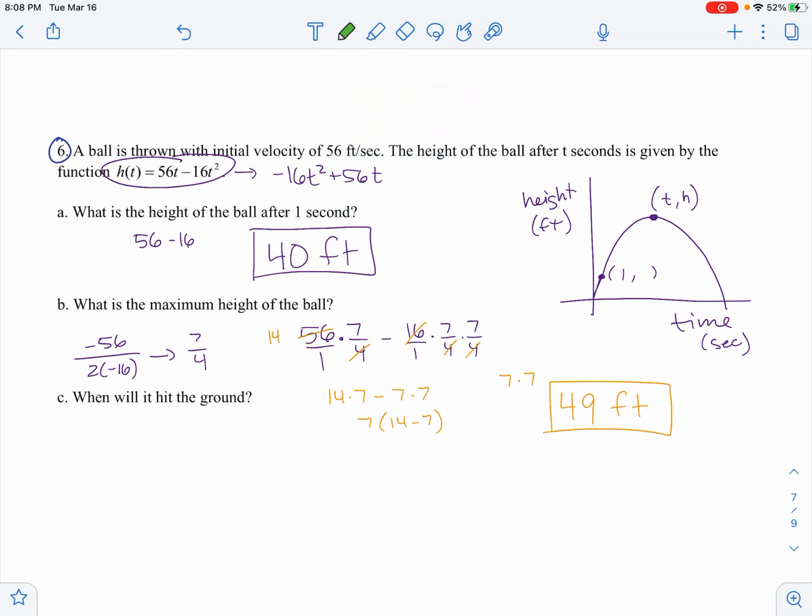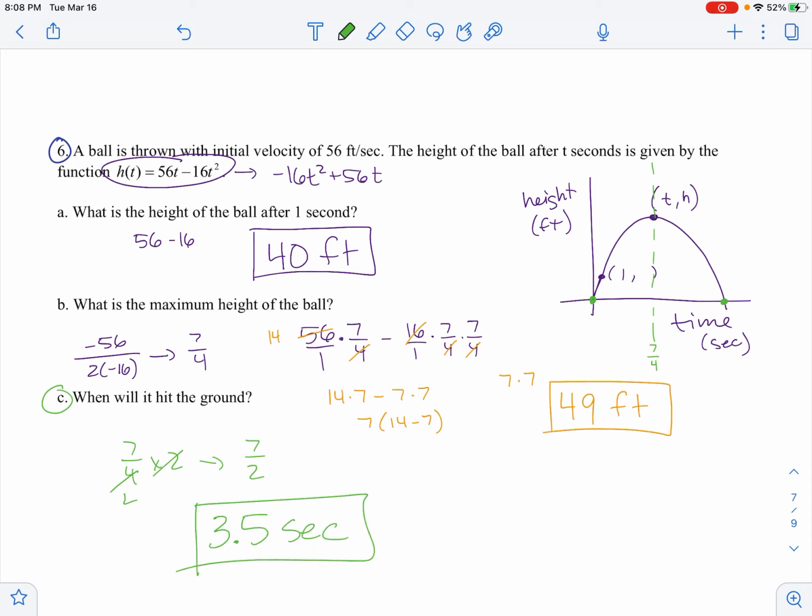Now, this particular question has a little bit of a cheat for question C. What I know is that this graph has symmetry. And because this graph has symmetry, and I started at 0, 0, I know that 7/4 is my halfway point until I get back to the x-axis here. So what can I do? I can just double 7/4, and that is going to give me 7/2, because my 2 and my 4 cancel. So really I want this in seconds. That's going to be 3.5 seconds until it reaches the ground again.